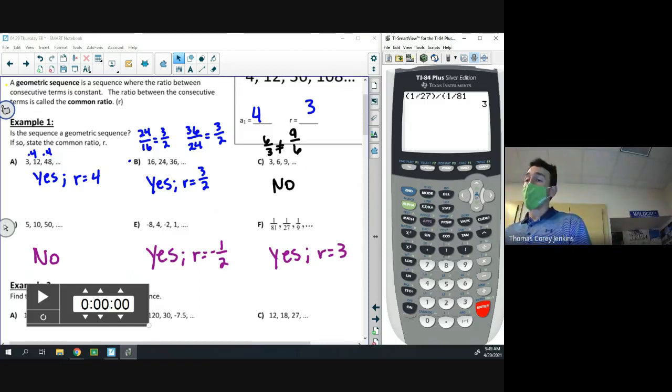Or you could just remember what it means to divide. So if I do 1/27 divided by 1/81, then that's basically 1/27 times 81. So 81 over 27 gives you 3. But it's probably easier just to type it in like I just did. So we do get R equals 3. Does that make sense? Any questions before we move on? All right, moving on then.